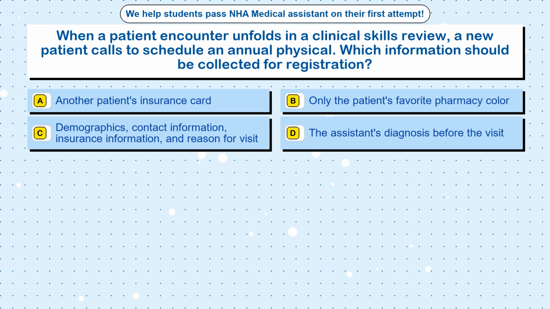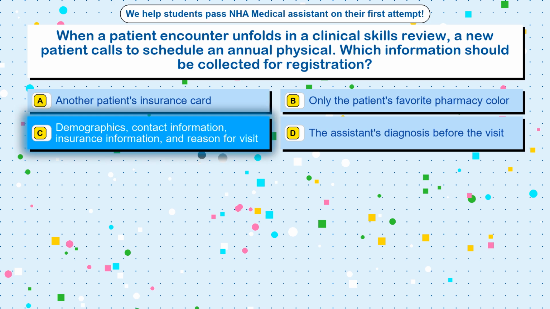Question 59. When a patient encounter unfolds in a clinical skills review, a new patient calls to schedule an annual physical. Which information should be collected for registration? Option A, another patient's insurance card. Option B, only the patient's favorite pharmacy color. Option C, demographics, contact information, insurance information, and reason for visit. Option D, the assistant's diagnosis before the visit. The correct answer is option C, demographics, contact information, insurance information, and reason for visit.